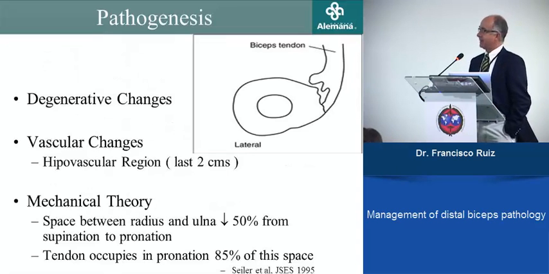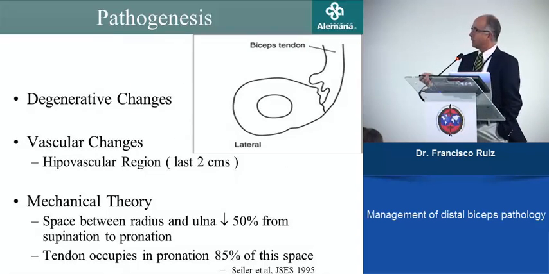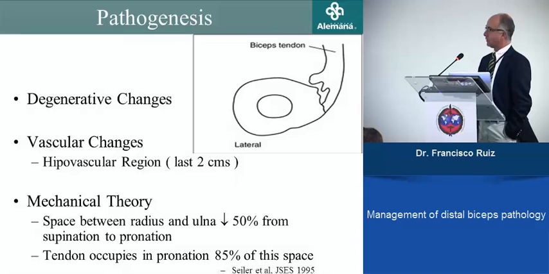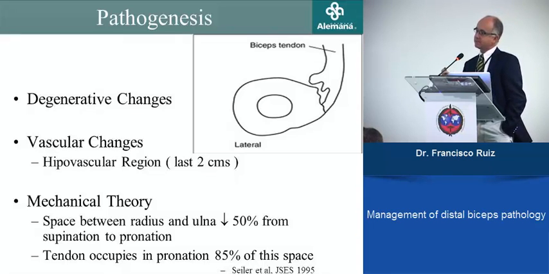And as for pathogenesis, we know that we have different causes of this. Some of them are tendinosis, the degenerative changes, and the vascular changes with the hypovascular region. We must remember that the last 2 centimeters of the distal biceps tendon do not have a very good vascular supply. And finally, the mechanical theory.